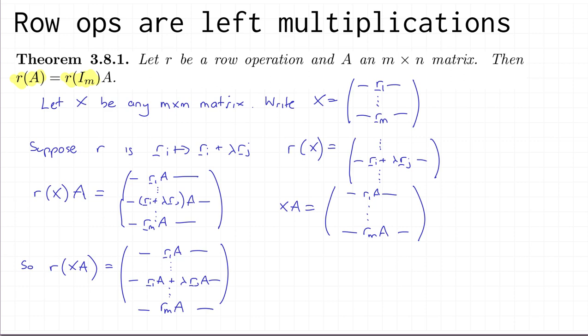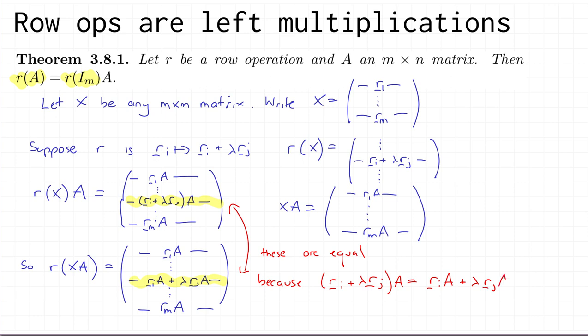But if you look at this row here of R of x times A, you could multiply out that matrix multiplication which is happening in row i, and you get RiA plus lambda RjA, which is the same as this. So those things are equal, because the ith row plus lambda times the jth row, all multiplied into A by our matrix multiplication properties, is the same as Ri multiplied into A plus lambda times Rj multiplied into A. Okay, so what have we got there? We have R of xA equals R of x times A.